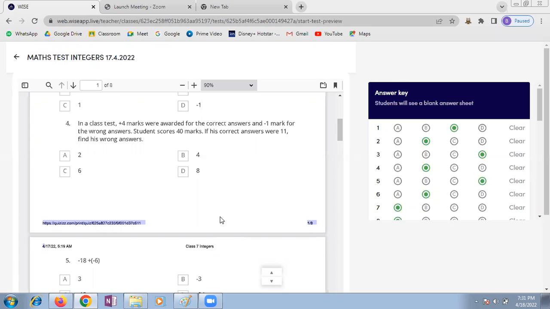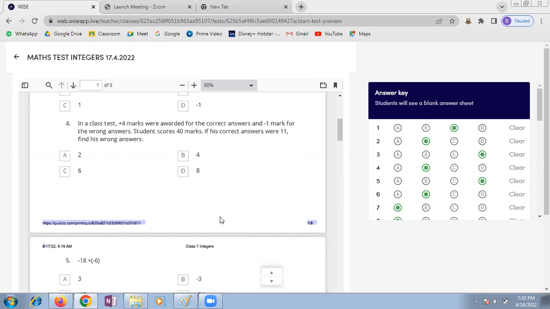This is the same thing here. In the class test, 4 marks awarded for a correct answer, minus 1 for a wrong answer. A student scores 40 marks if his correct answers were 11. Correct answers were 11. Find his wrong answers. For correct answers, ma'am, 4 into 11, minus 40 into 1.